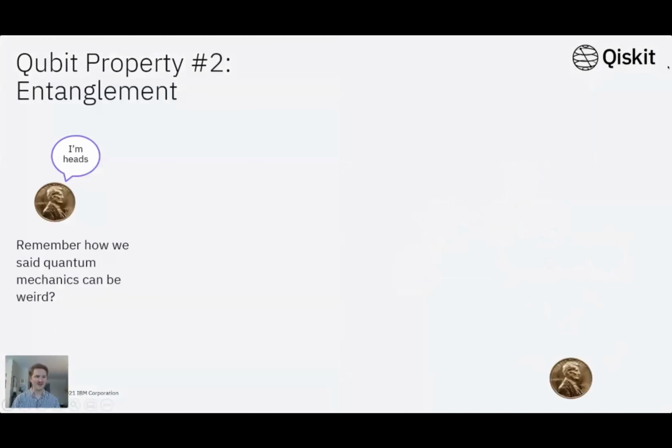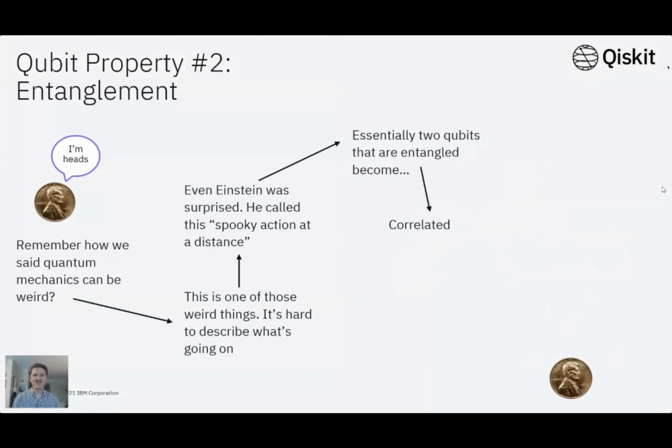The second thing here is about entanglement. This one is hard to really describe in a way that makes sense in our normal world, because entanglement isn't really something that we see exhibited in our normal world. We said that quantum mechanics can be weird, right? Well, this is one of those weird things. It's hard to describe what's going on. And even Einstein said that this was something weird. He called it spooky action at a distance.